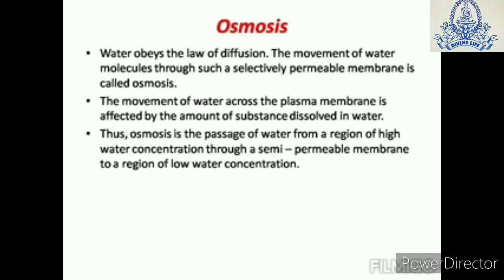Osmosis. Water obeys the law of diffusion. The movement of water molecules through such a selectively permeable membrane is called osmosis. Remember this. What do you mean by osmosis? Osmosis is nothing but a movement of water through the selectively permeable membrane. Your selectively permeable membrane is what? The plasma membrane, which we have already seen. The movement of water across the plasma membrane is affected by the amount of the substance dissolved in water. Thus, osmosis is the passage of water from a region of high water concentration through a semi-permeable membrane to a region of low water concentration.